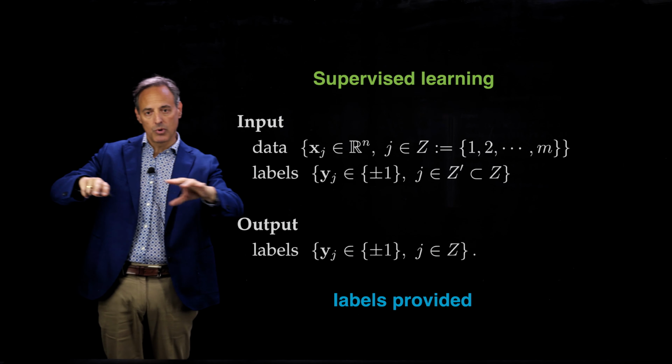Let me go back real quick. Remember, in unsupervised learning, no labels are provided. You don't even know how many labels there are, but the goal is still to produce output labels. So this is a much harder task than supervised learning, where you actually have labels in the training process, okay?